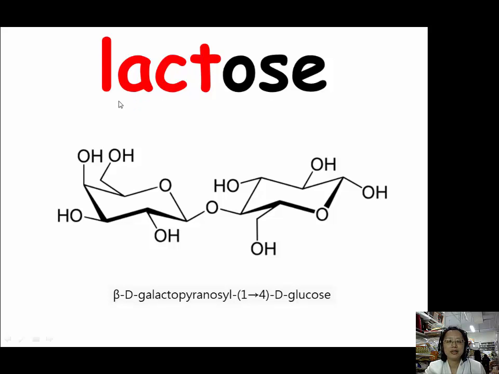For lacto, our example is lactose. Lactose, as shown in this picture, is a disaccharide sugar of milk and dairy products. It exists in all milk. The sequence can be written as beta-D-galactopyranosyl-1,4-D-glucose. This sugar is galactose, and then this one is glucose.